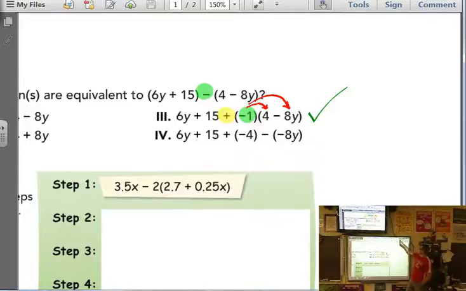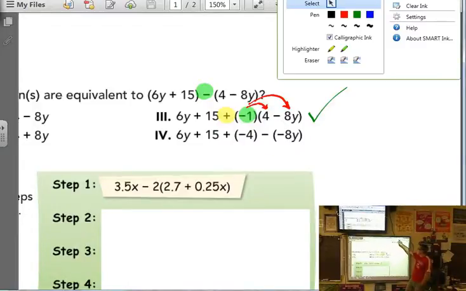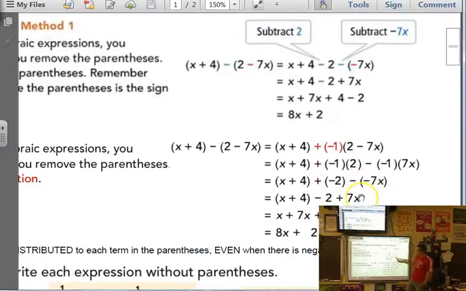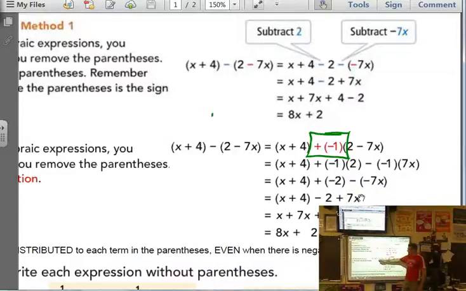That if we have a subtraction, it can really be written as the addition of a negative. A subtraction can become the addition of the negative. So I think it was on our 7.3 notes.